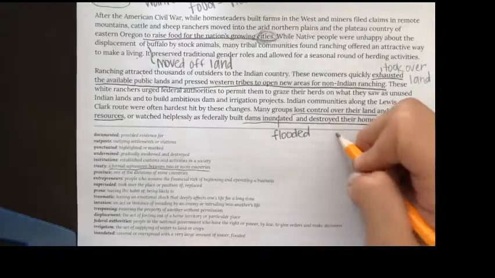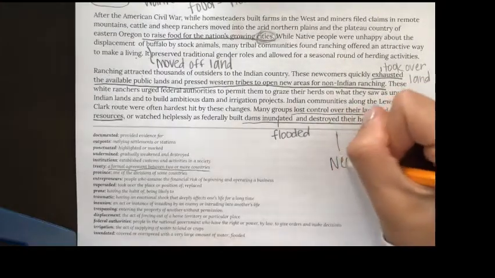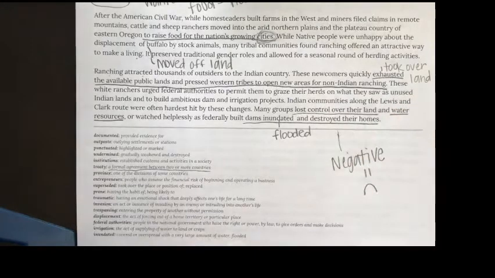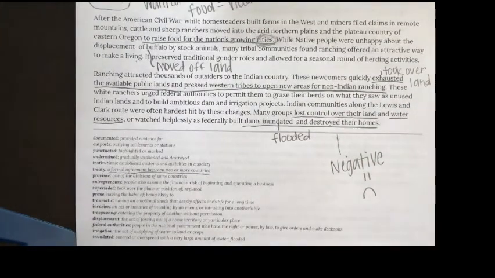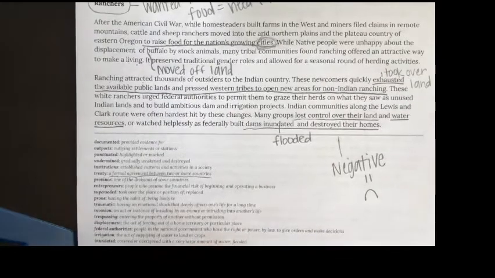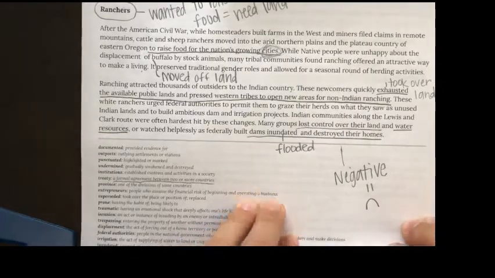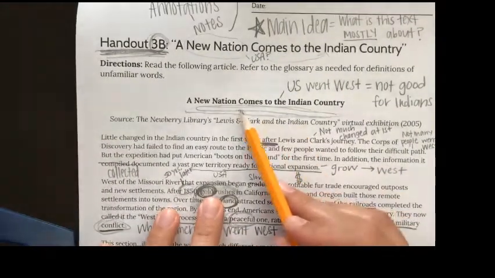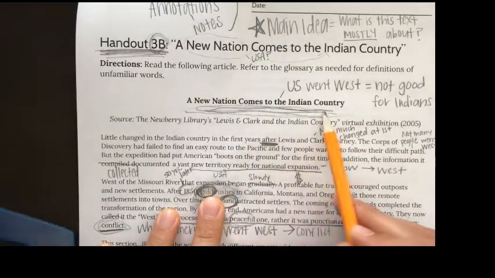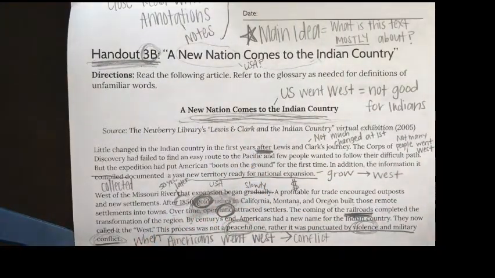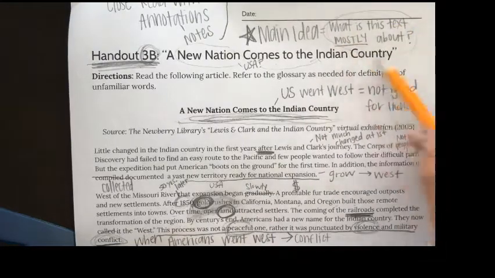Wow, so they definitely had a negative impact. Seems like they not only hurt their land, but that they also hurt their homes and the people. So now that we've read through this, we need to think of what is the main idea. So what did this mostly tell us about the people who went to Indian country? What were they like? How did they treat them? What is this mostly about?